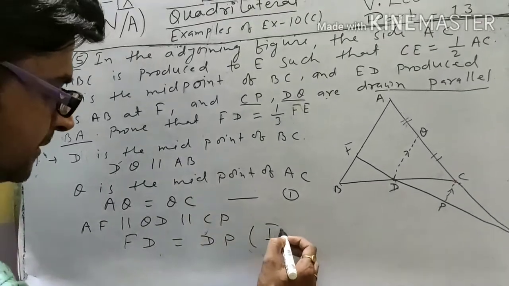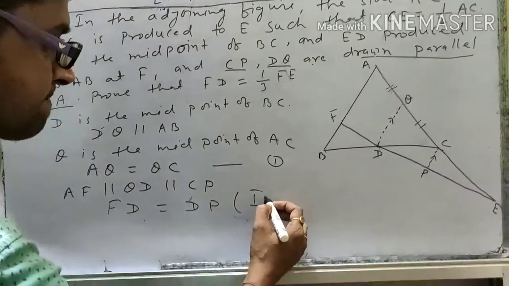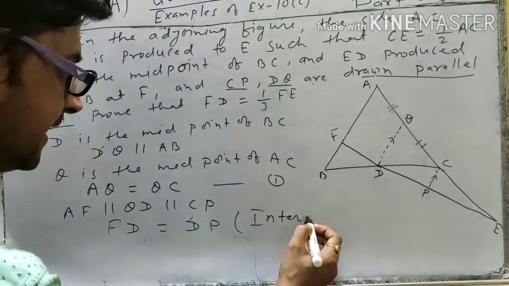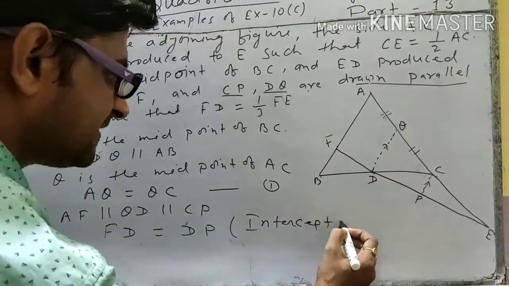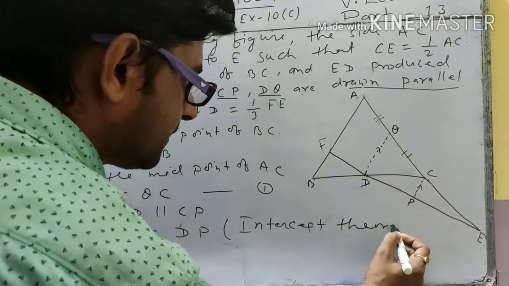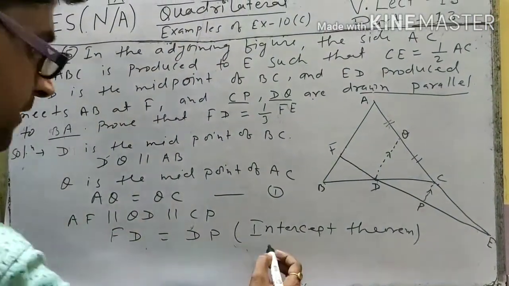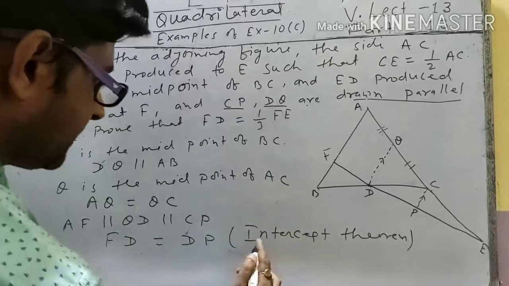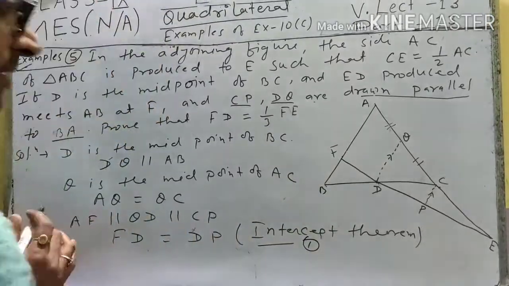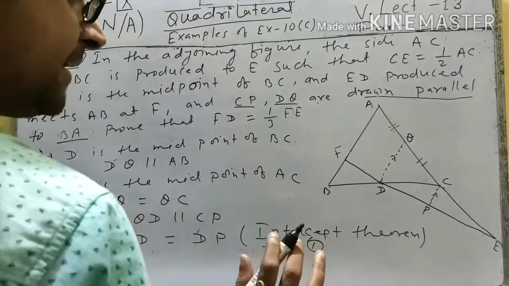FD is equal to DP by the intercept theorem. Okay student, by intercept theorem FD is equal to DP. Now write here equation 1. This is the equation first.